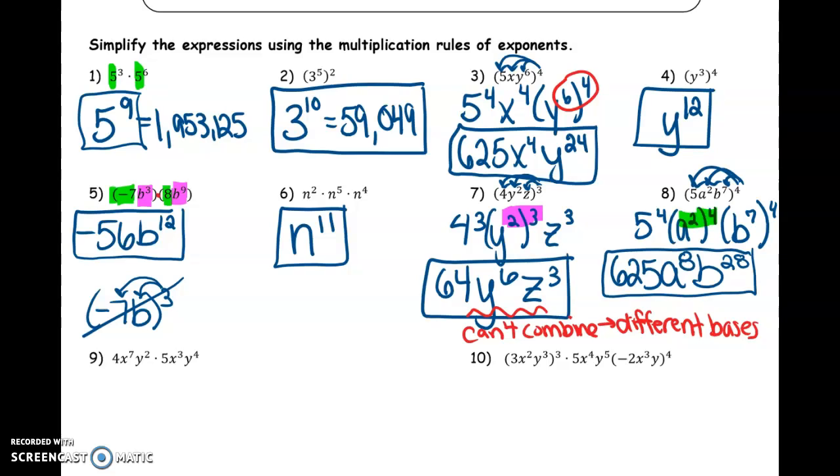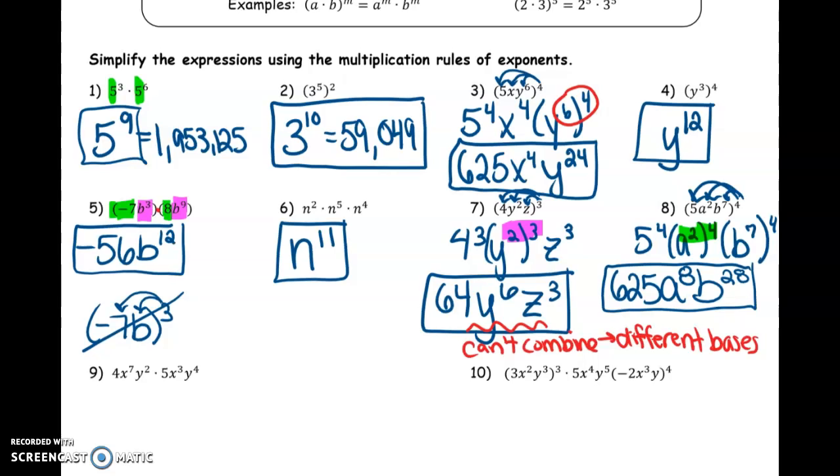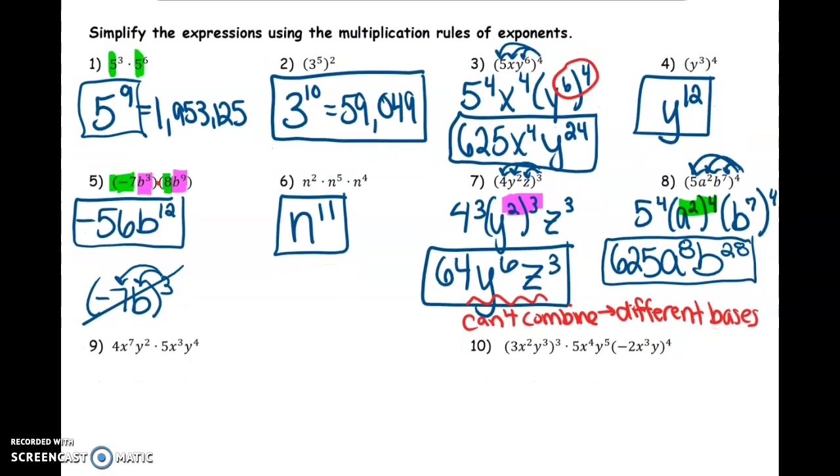As you start getting good at these types of examples, and you'll see it in number 10, I might do it this way. Instead of writing out that middle step, I can do that part in my head. So you'll notice that I may start to do that. In number 9, I'm going to go ahead and combine. So I'm going to have 4x to the 7th, y squared times 5x to the 3rd, y to the 4th. So I'm going to start just with the numbers, the 4 and the 5. What's the operation? The operation is multiplication. So 4 times 5 is 20.